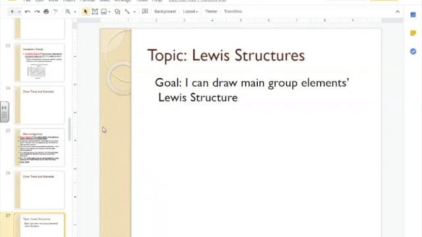So today we're going to talk about Lewis structures. Your topic is Lewis structure, and your goal is: I can draw main group elements' Lewis structures.